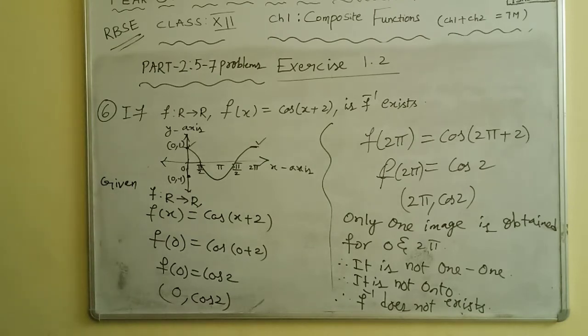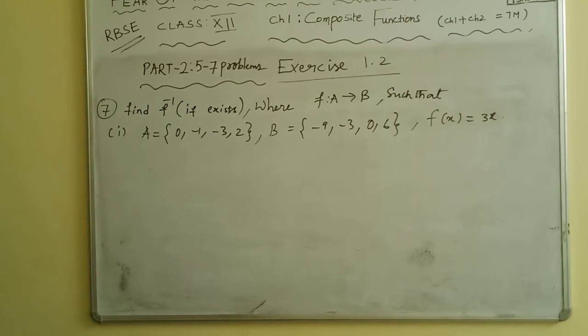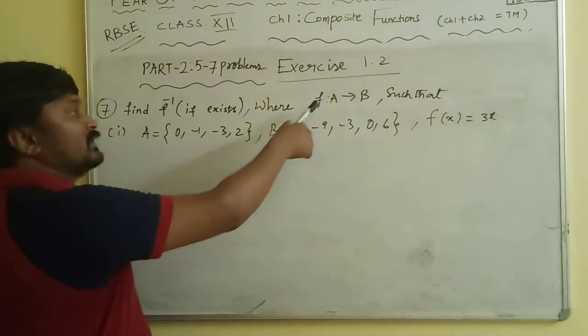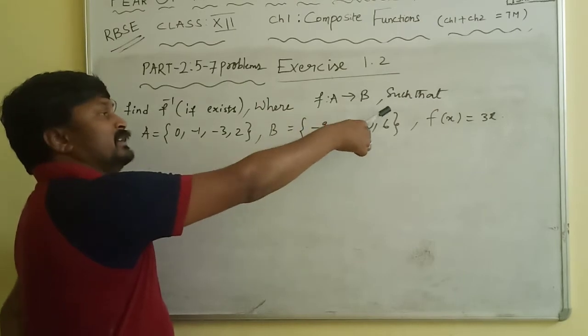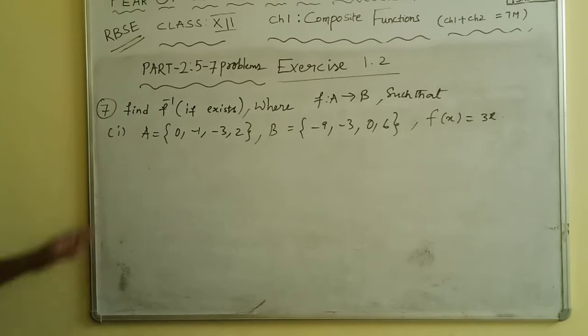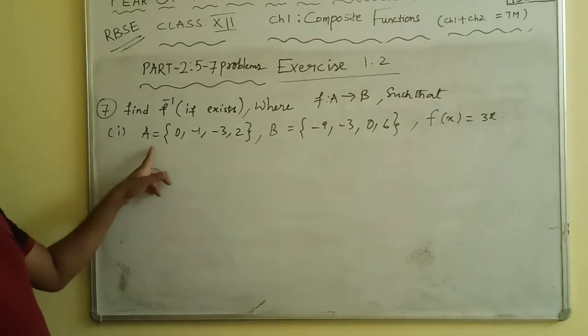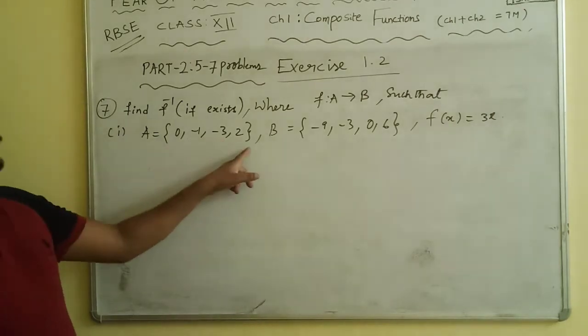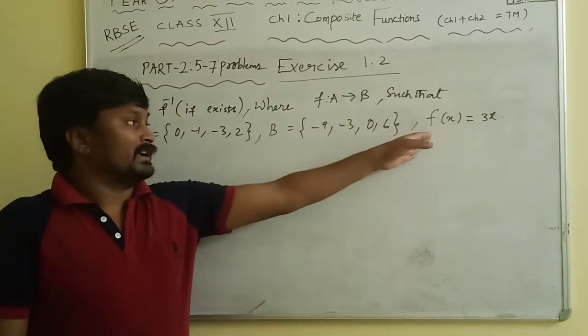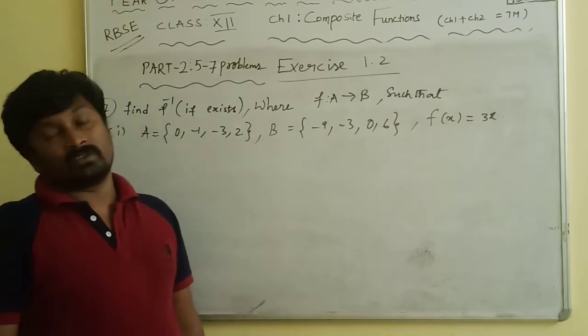Let's move on to the next problem. Alright, let's move on to the seventh problem. Find F inverse if it exists, where f maps A to B, such that there are three parts in it. First part is this: if A is equal to 0, minus 1, minus 3, 2, B is equal to minus 9, minus 3, 0, 6, and function f of x is equal to 3x.